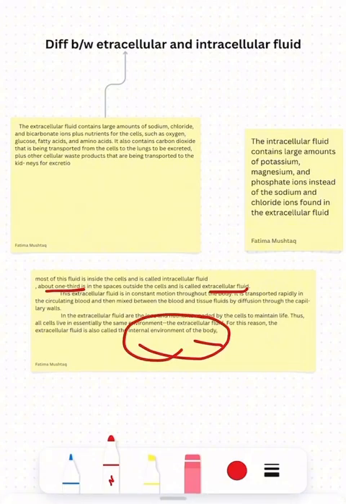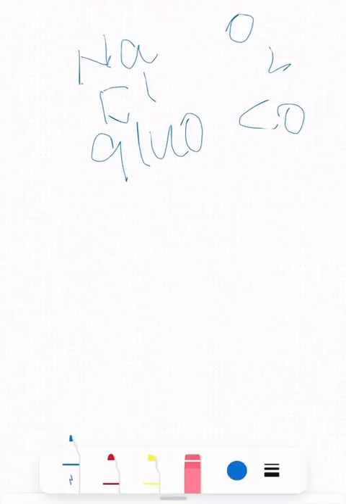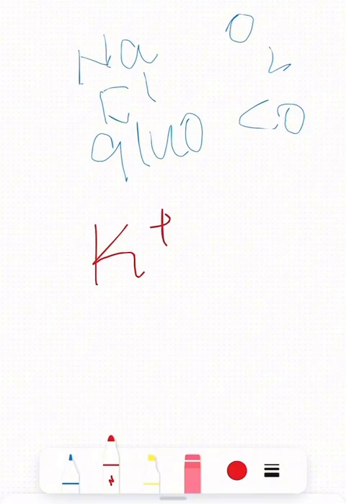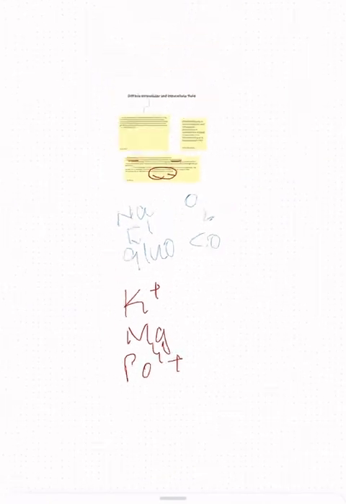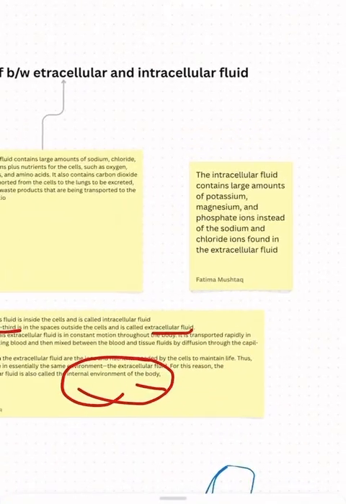So what we have learned is that extracellular fluid contains sodium, chloride, glucose, oxygen and carbon dioxide. And intracellular fluid mainly contains potassium, magnesium and phosphate. So this is all about extracellular and intracellular fluid.